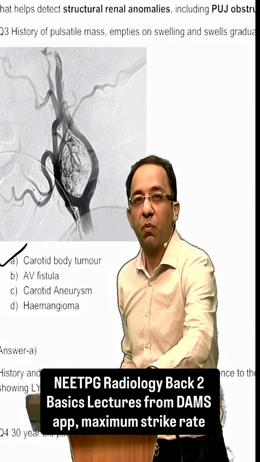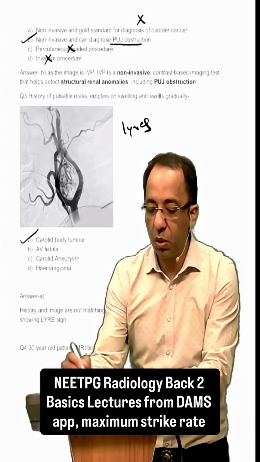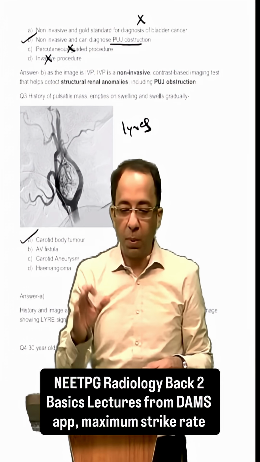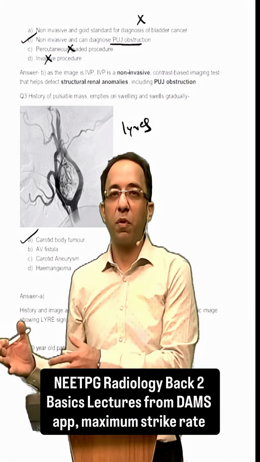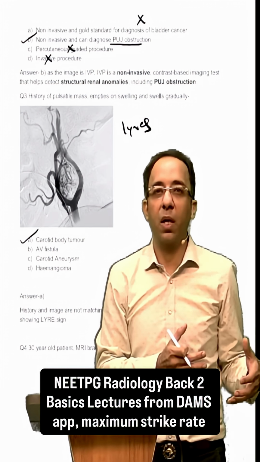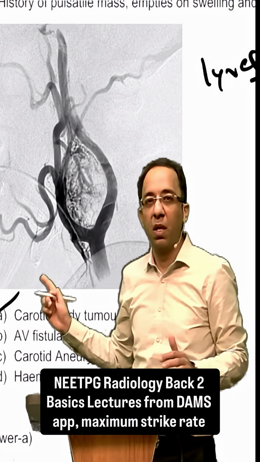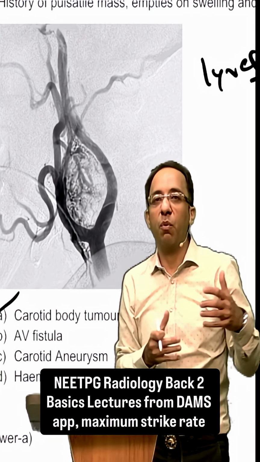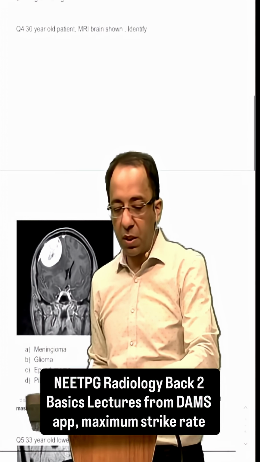Then there was a question which had a clear-cut image of Lyre sign, but the history was saying that when you compress it, it empties and that fills up slowly. So history is suggestive of a pseudoaneurysm, but the image was, I think 99% of the students said this was the image. So whenever there is such a disparity, we go with the radiological image. This is Lyre sign. Carotid body tumor will be the best answer.